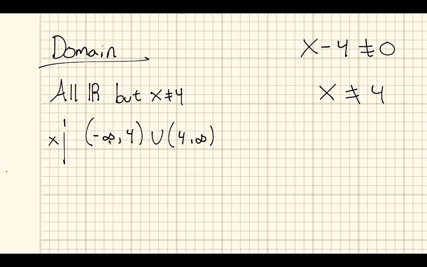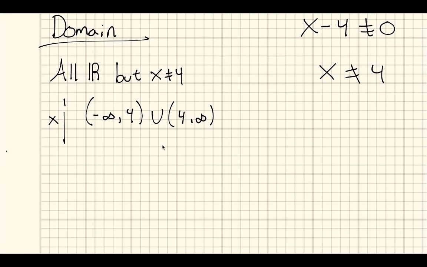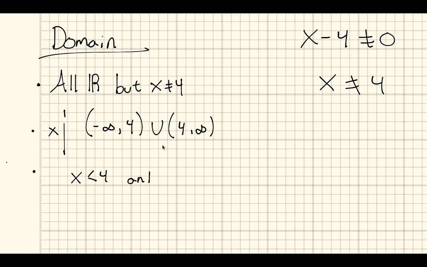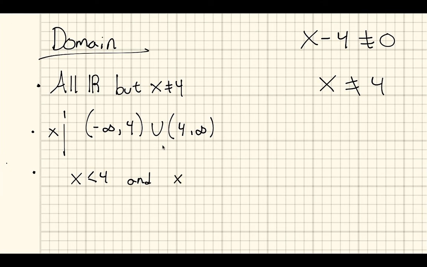Okay, so all numbers between these two and all numbers between these two. And really, this is just another way of saying anything but 4. You could say that's one way, second way, third way. You could say x is less than 4 and x is greater than 4. Okay, that's a way you could use inequalities.